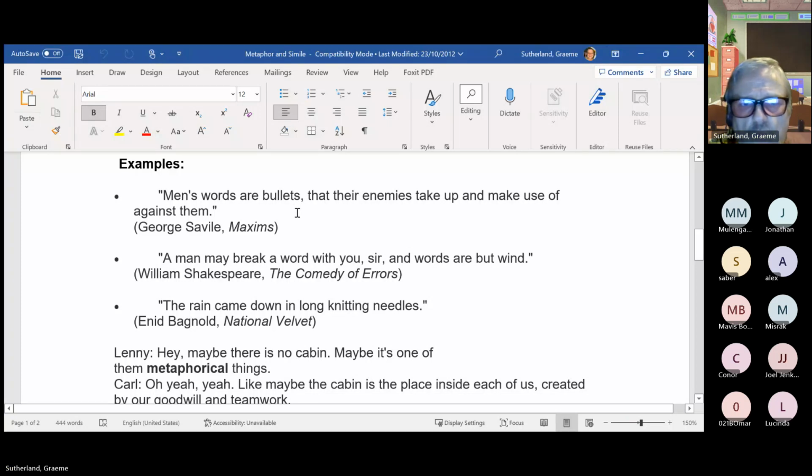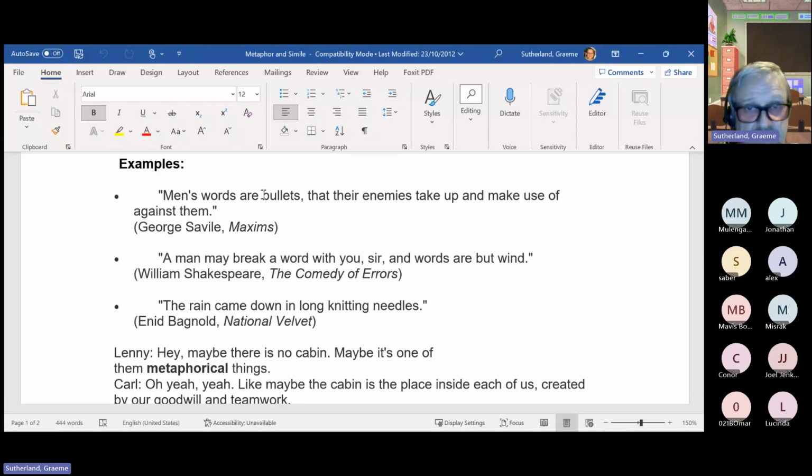Why bullets? If you imagine a battle and people are running about, and you've lost some bullets out of your bag or whatever on the floor, the enemies come along and pick them up. They can put those same bullets into their own guns and fire them back at you. That's where this comes from.